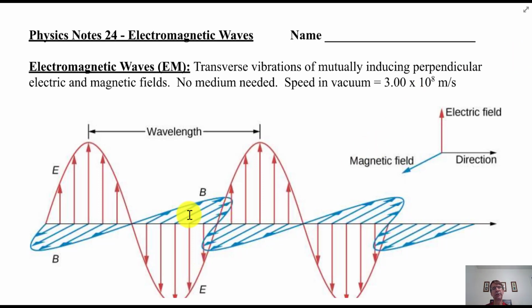Now I have a picture here of something that represents an electromagnetic wave, but let me go over the definition once again here. We did talk about these way back, I think in Unit 16, just an introduction. It's a transverse vibration of mutually inducing perpendicular electric and magnetic fields. There's no material substance, and they don't take a material substance to travel through. They do not need a medium. In fact, they travel best through a vacuum. The speed in a vacuum we call the speed of light, because light is an electromagnetic wave, is 3 times 10 to the 8th meters per second.